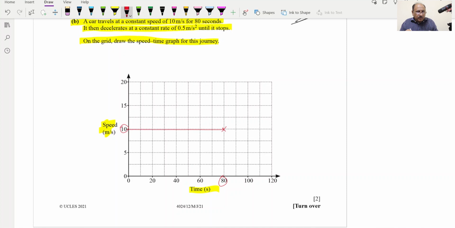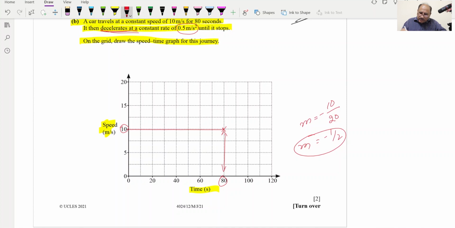and this will be the graph, and then it decelerates at a constant rate of 0.5 meters per second squared until it stops. So acceleration or deceleration is the slope, the gradient. So slope is equal to what? Minus 10. This side is 10, so we are taking minus 10 over 20, so that we should get minus 1 by 2. So slope is minus 1 by 2, which is the given 0.5.